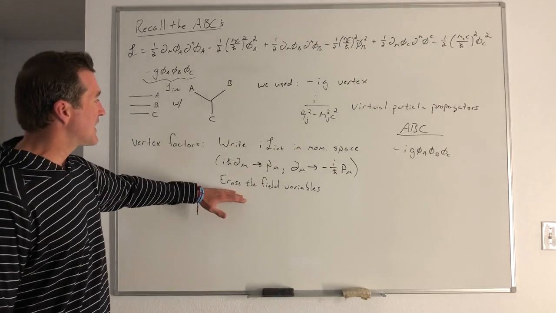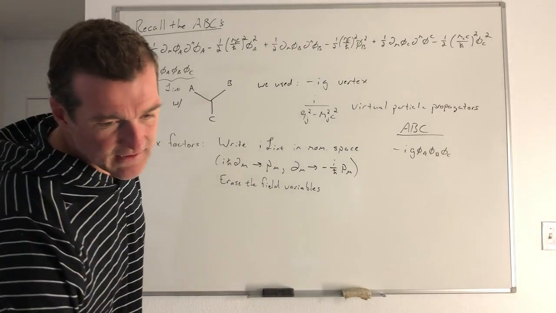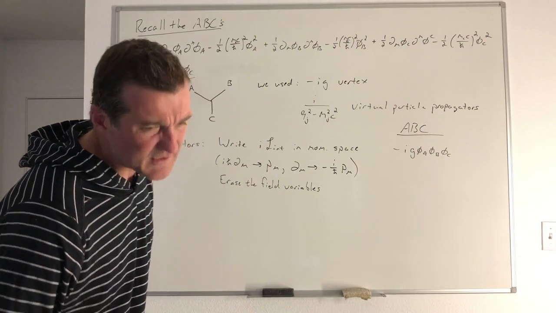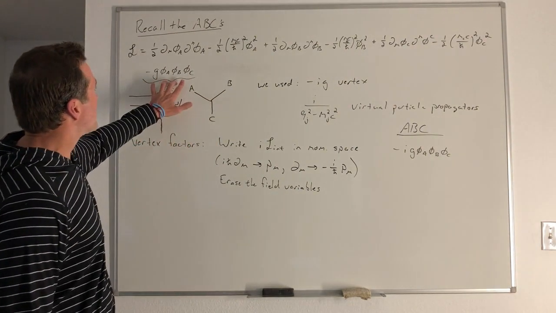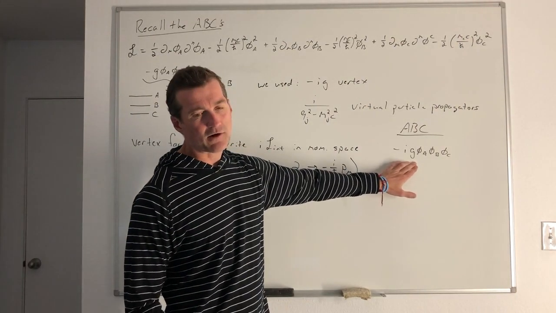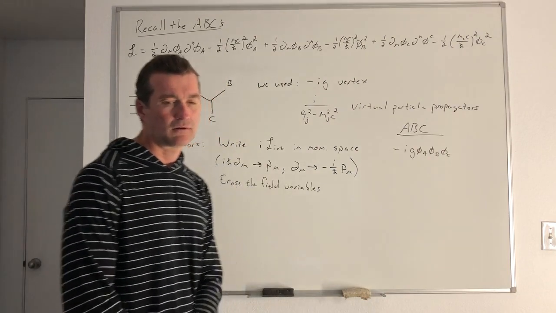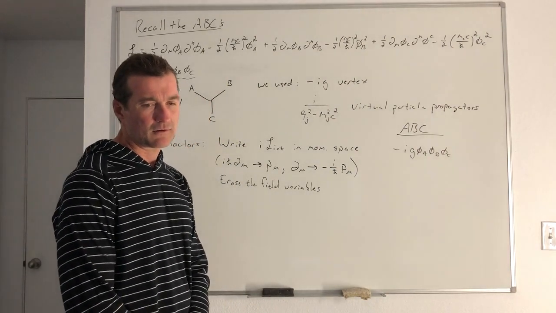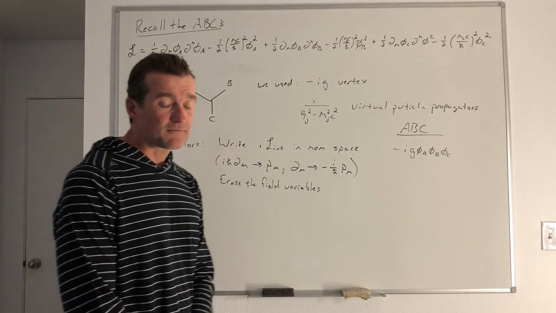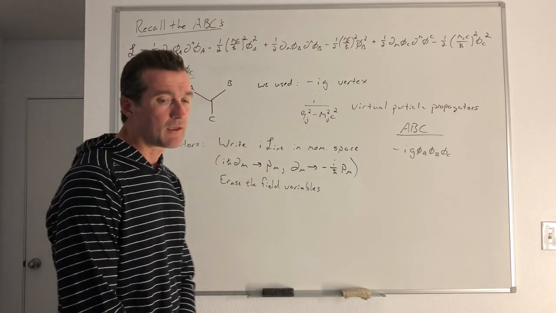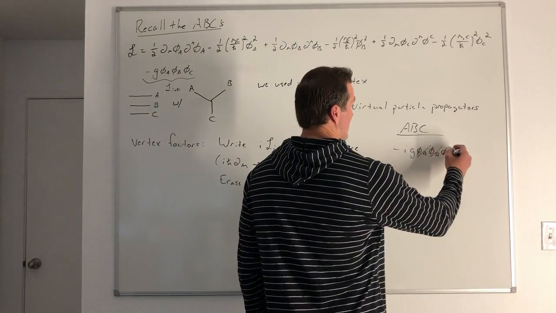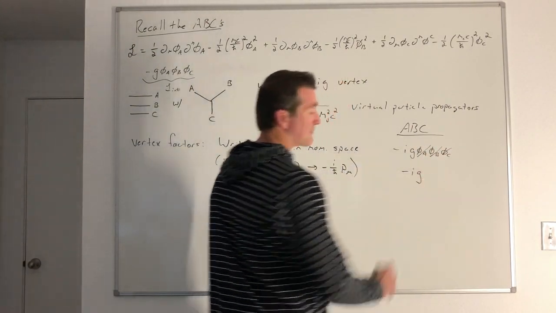Now, the next step is to erase the field variables. Stephen, are you on? Stephen, what are the field variables that you see in this term? None, because they're scalars? Fields can be scalars. So A, B, and C? Yeah, so you erase phi A, phi B, and phi C, and that leaves you with minus IG.